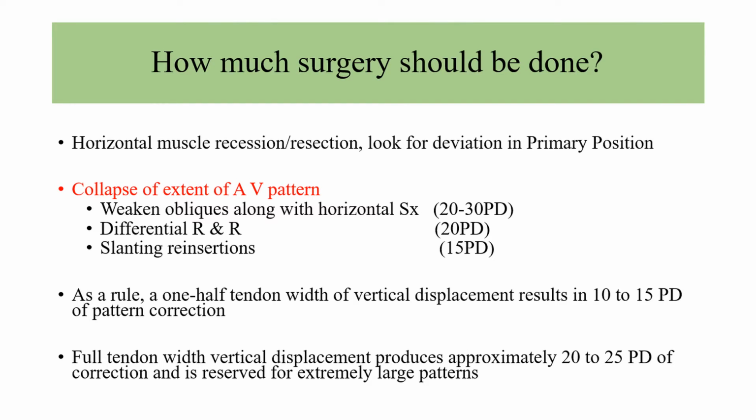How much surgery should we do? Horizontal muscle resection depends on the deviation in the primary position, and that you know from your measurements. Depending on the extent of the A or V pattern, weaken the obliques for 20 to 30 prism diopters, differential recession and resection 20 prism diopters, and slanting reinsertions around 15 prism diopters. You can go in for a half tendon vertical displacement or full tendon vertical displacement.